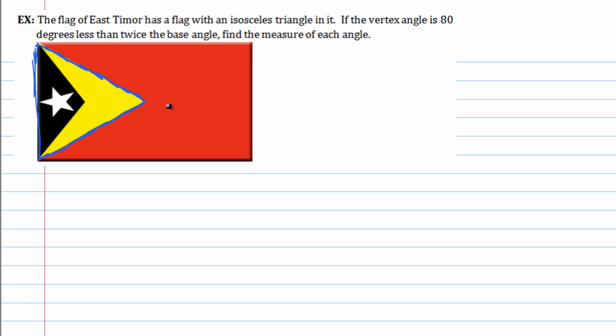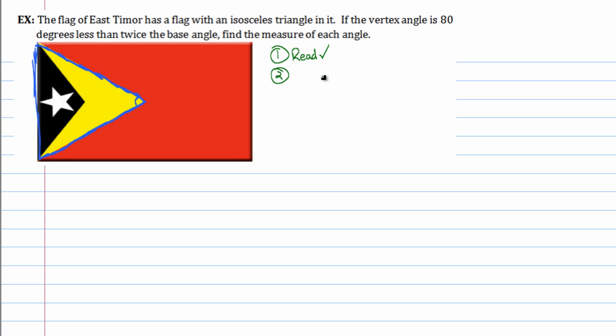If the vertex angle, and remember, this angle right here is a vertex angle, is 80 degrees less than twice the base angle, find the measure of each angle. Okay. So I've read the problem, kind of going back through what I consider to be the way you solve all word problems. You read it and understand what's going on.